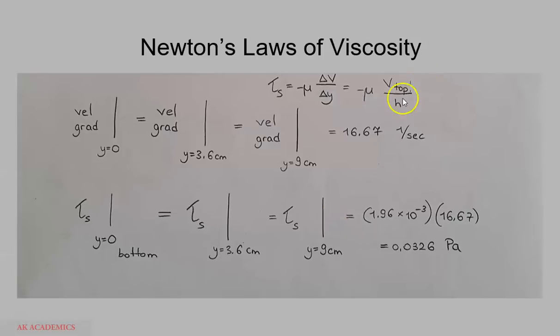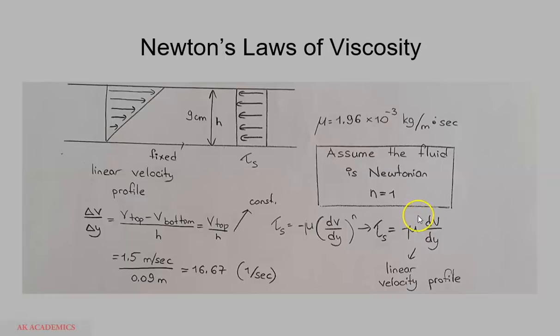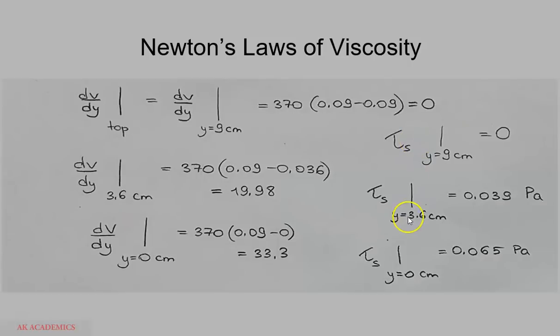Our viscosity is 1.96 times 10 to the power minus 3. So if you bring that here, 1.96 times 10 to the power minus 3 multiplied by 19.98, it will give us 0.039 Pascal as our shear stress.